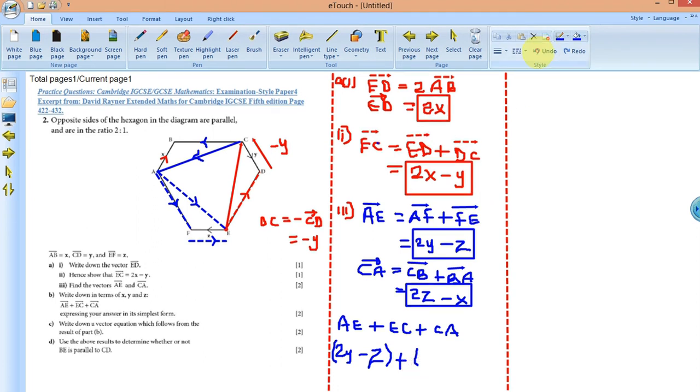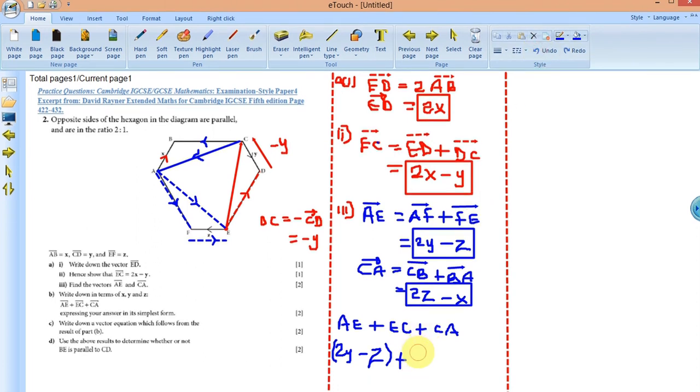Okay, so let's go ahead now. EC, I have it already. So that's 2x minus y. So let's close that. Plus CA, I do. I have it. That's the last question. So that is 2z minus x. Okay, so let's bring all the x together.